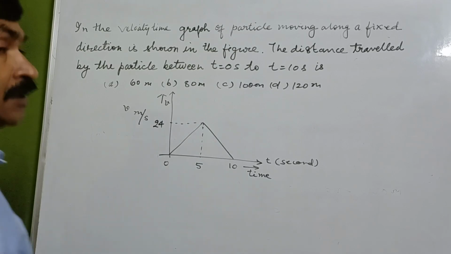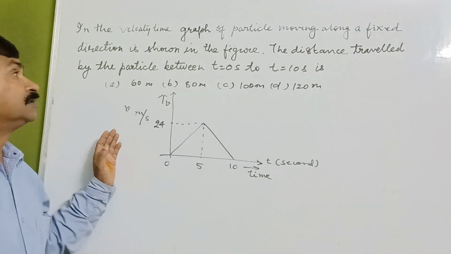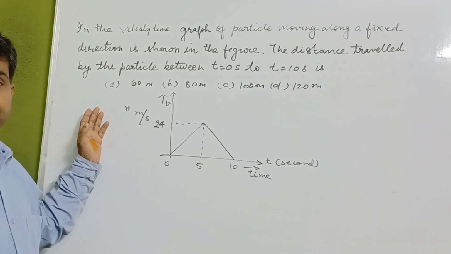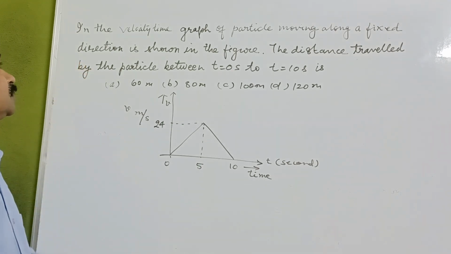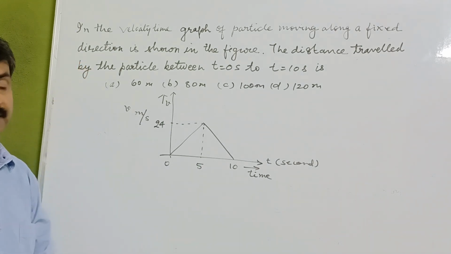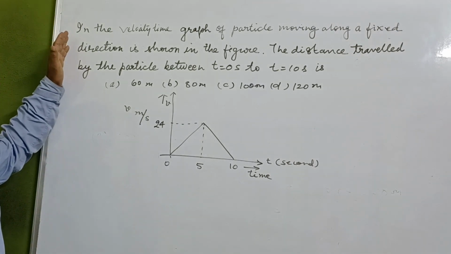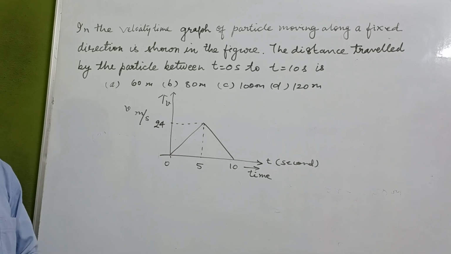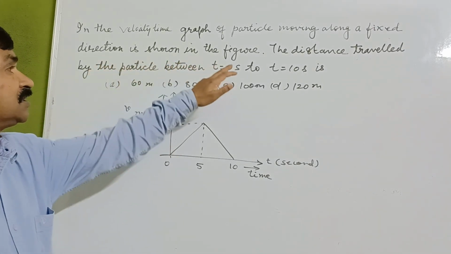Students, in the series of questions which we are having, here we are having another question which is based on the velocity time graph. The question given to us is: in the velocity time graph, a particle moving along a fixed direction is shown in the figure.